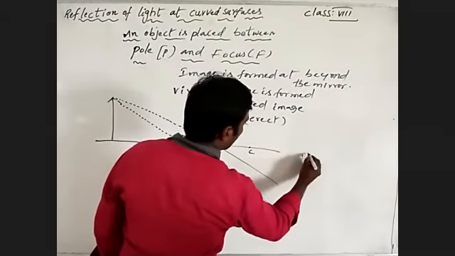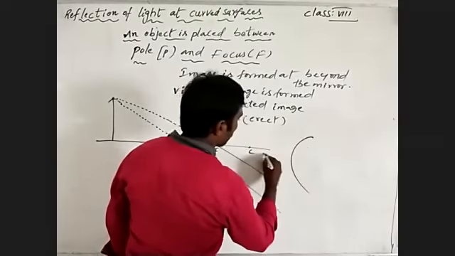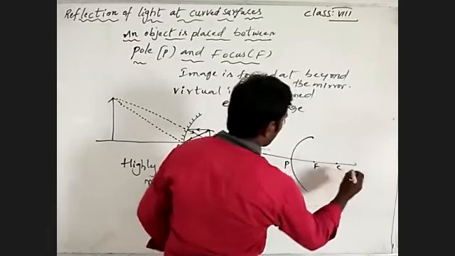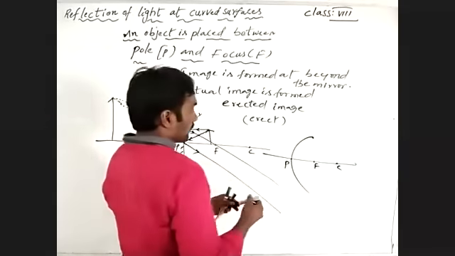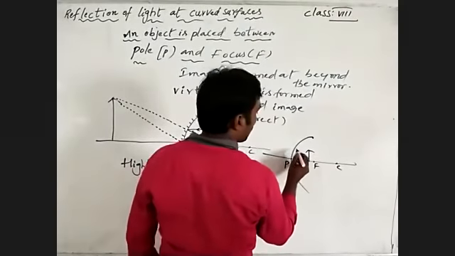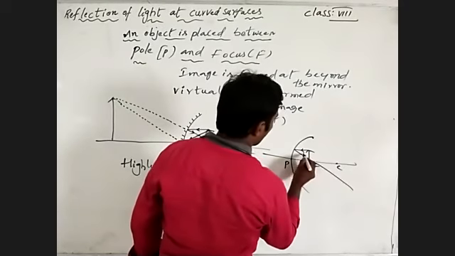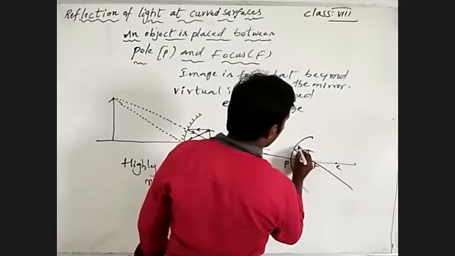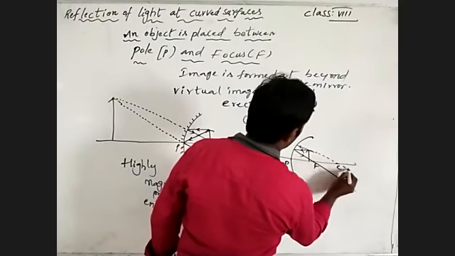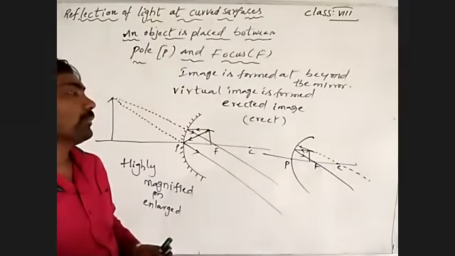So I'm going to draw a rough drawing. See how it will be. Pole, focus, center of curvature. The object is placed between pole and focus. One ray is parallel to the principal axis, and it gets reflected through the focus. One more light ray comes from the tip of the object and is reflected through the center of curvature. They never meet anywhere.